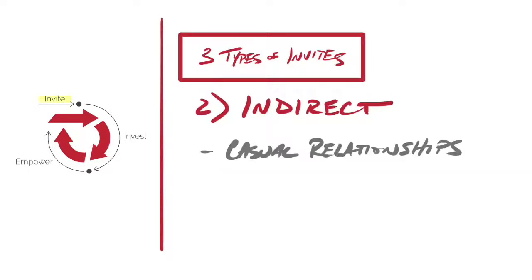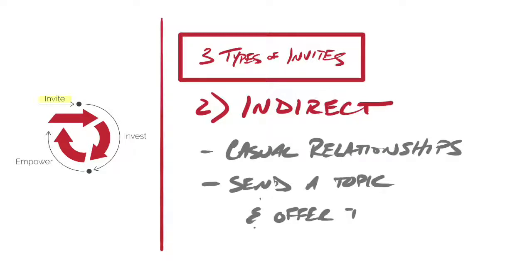Now, the next method is probably more common. This is the indirect method, and this is what you want to use for casual relationships. So maybe for a neighbor or a coworker, or maybe that person in your small group or at church that you have a casual relationship with, but maybe it would be a little weird for you to directly invite them into a mentoring relationship.